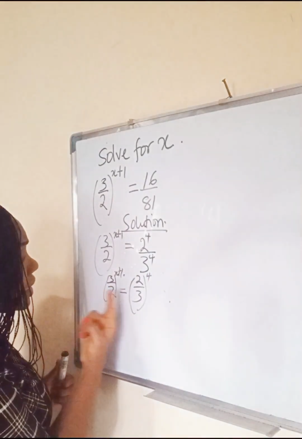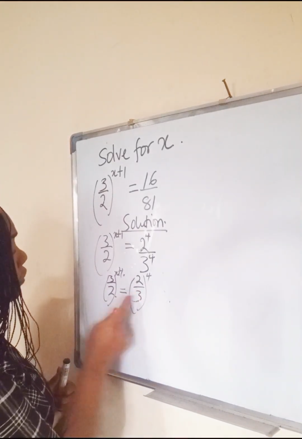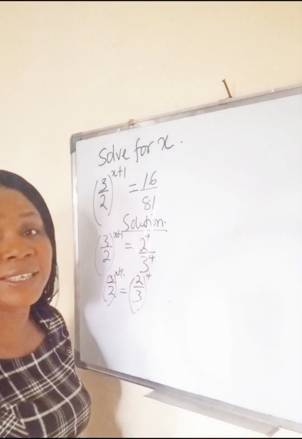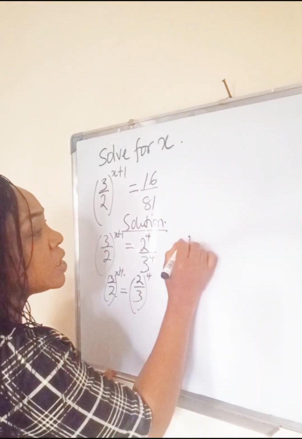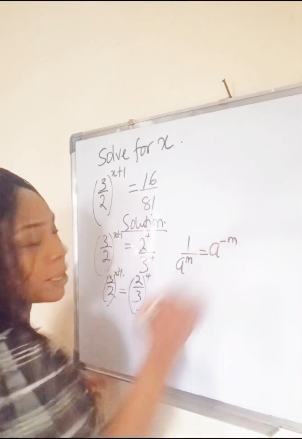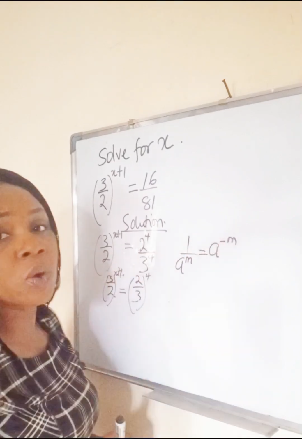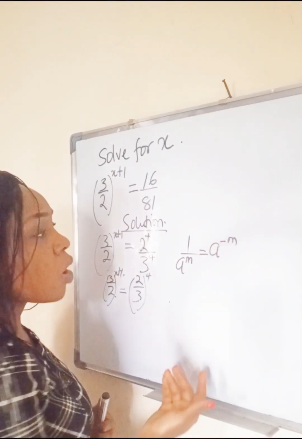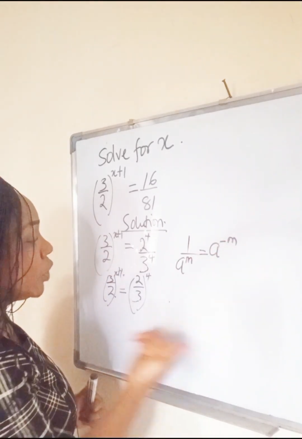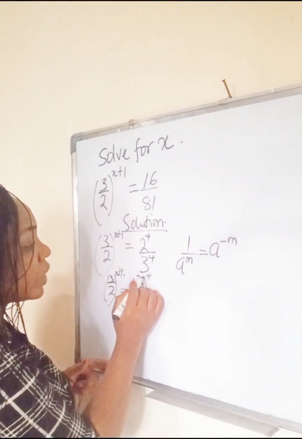Now we want the bases to be the same. So what do we do to make the base of this the same as this? We just take the inverse and introduce a negative sign. There's a law of indices which says that (1/a)^n is equal to a^(-n). When you want to take the inverse of this, you just introduce a negative sign. Also, when you want to remove the negative sign, you take the inverse of this. So now we want to turn it upside down.